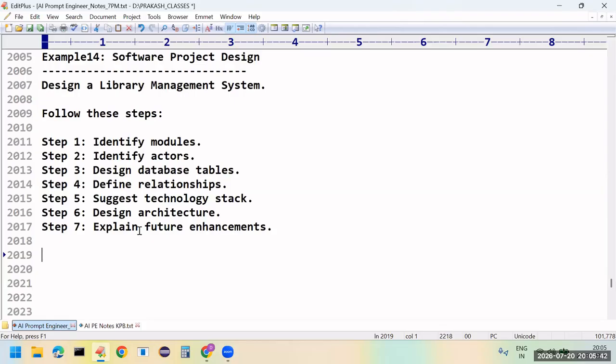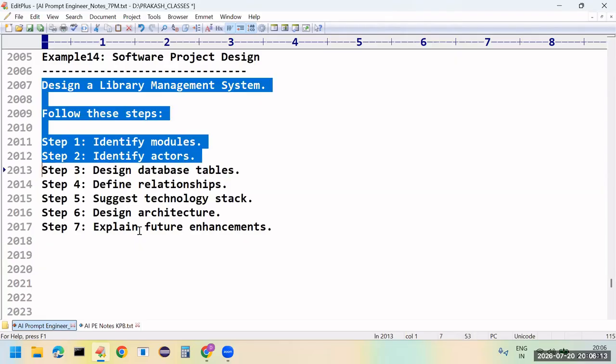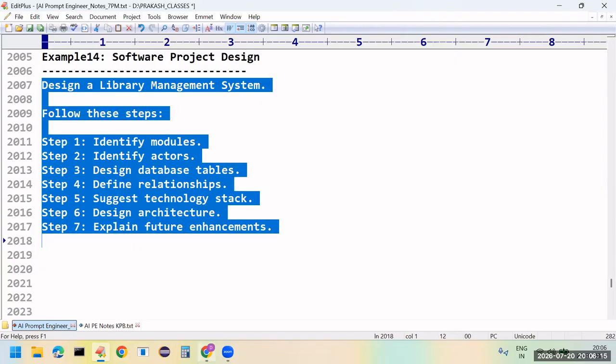What is step one? Identify the modules. Sir, what are all the modules you will take? Step two, identify the actors, meaning who are going to play the role. Step three, design a database table. Step four, define the relationships. Step five, suggest the technology stack. Design architecture. Explain the future enhancements. Sir, all these things I want to do. Let's run this code.